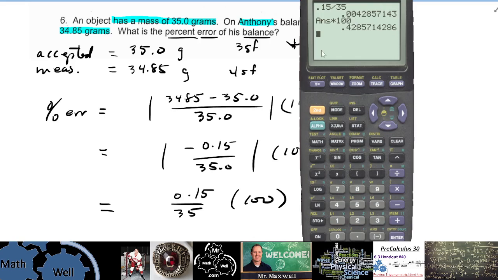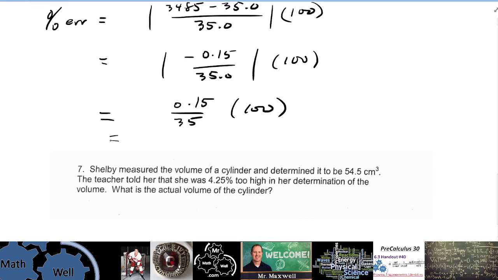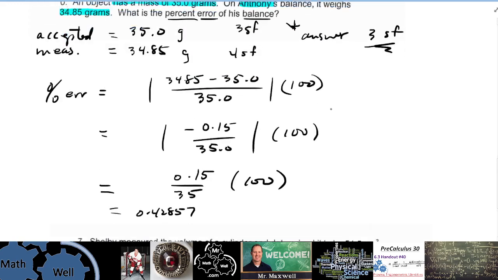So this is our percent error, okay? So 0.15 out of 35, that's not a lot, right? That's a very small amount out of a very large amount. So you're going to get a very small percent error. Now, did anyone else get that? Did I punch all my buttons in correctly? 0.42857. And how many sig figs am I supposed to have?